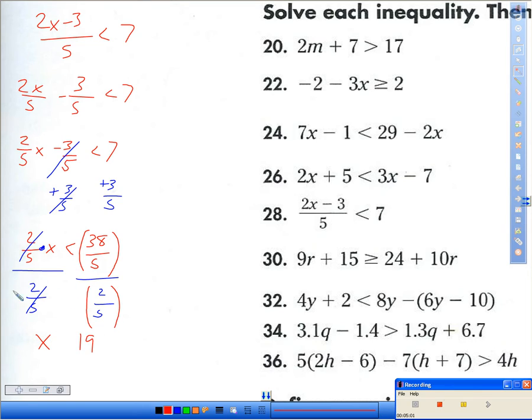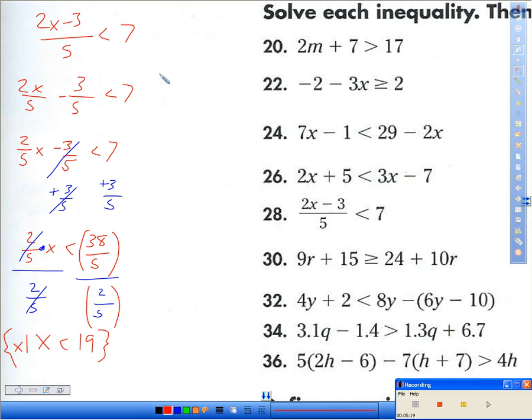Since we divided by a positive number, we know that we are going to just keep the sign exactly as it was. x is less than 19. Again, if we put that in set notation, which I'm asking you to do, it's going to look something like that. If we check it, I need to pick a number that's part of that solution set. It says all of the numbers that are less than 19 should make this inequality true.